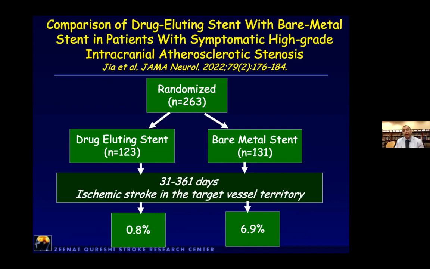If you look at a 1 year follow-up, so you're looking at patients between 31 days to 361 days, and ischemic stroke in the target vessel territory or the ipsilateral distribution, 0.8% had ipsilateral stroke in the drug-eluting stent group, 6.9% in the bare metal stent group. So the rate is overall much better than that seen in the Sampras trial, but clearly a superiority of drug-eluting stent over bare metal stent when it comes down to ipsilateral stroke rate over the next year.